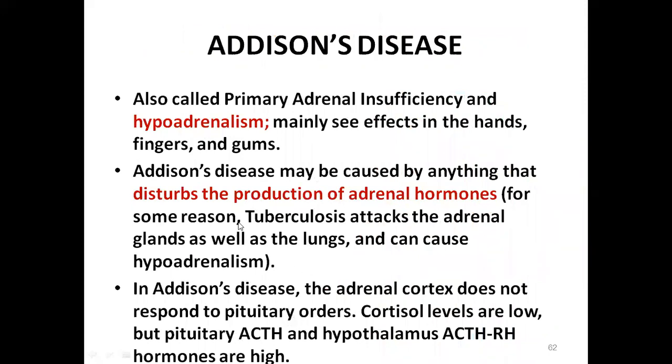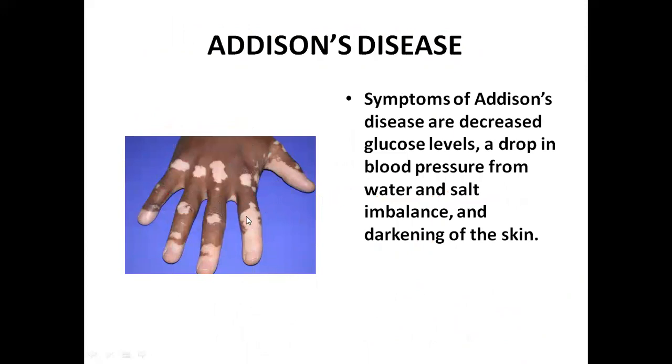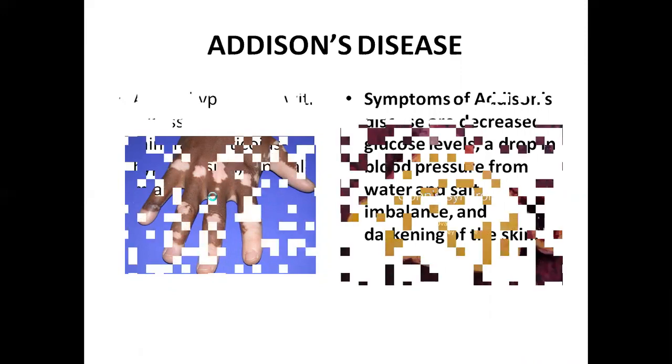It's a disabling illness. So Addison's disease, like primary adrenal insufficiency, that is hypoadrenalism. Mainly these affect the hands, fingers, and gums. Addison's disease will be caused by anything that disrupts the production of adrenal hormone, for example, TB of the adrenal gland. It looks like this. So decreased glucose levels, drop in blood pressure from water and salt imbalance, darkening of skin.